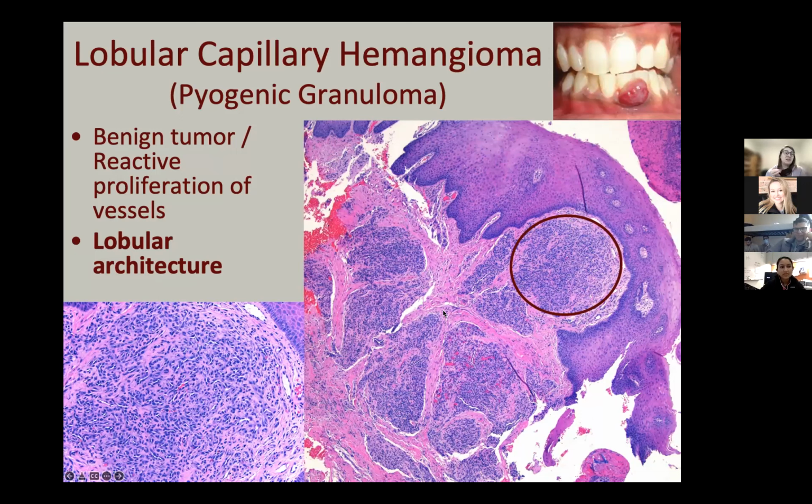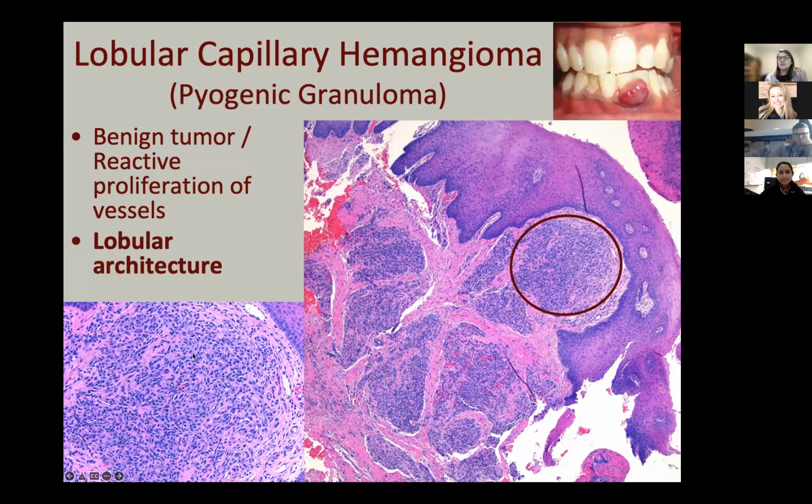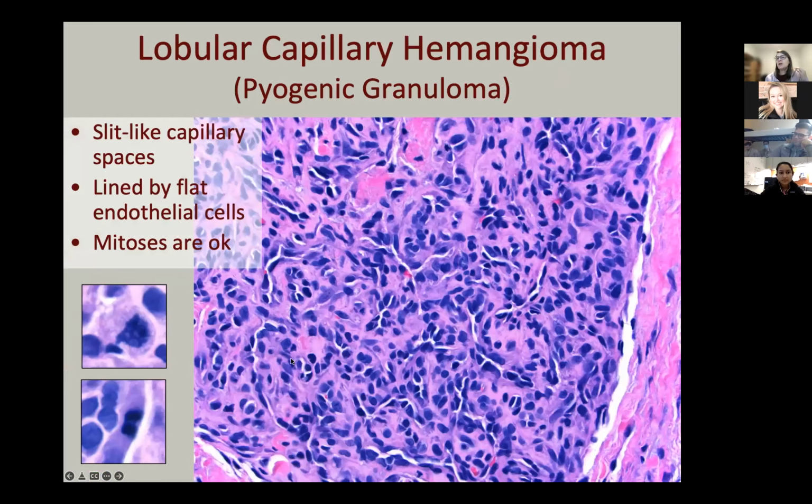Lobule of these dark cells. And so you have to go on higher power to investigate what those dark cells are made of. But they are essentially, as you can perhaps see here, made of these slit-like capillaries filled with red blood cells. And on higher power, you can perhaps appreciate that a little better. They are proliferative, they grow, so they can be mitotically active, but these are morphologically normal mitoses.